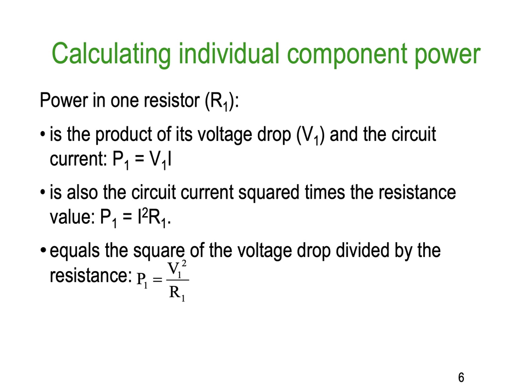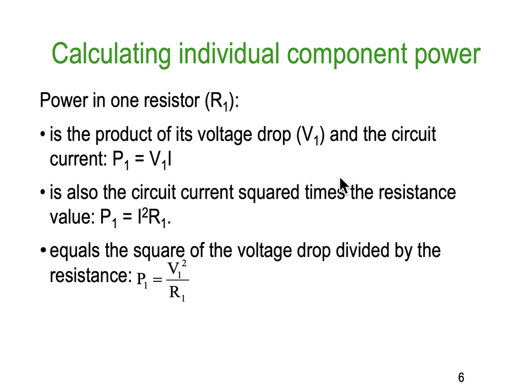So calculating individual component power, power in, say, resistor 1, in the examples that we've been using, is the product of its voltage, V1, and the circuit current. And again, we end up with P1. So this is just the power in one component. So let's say it's resistor 1. So power in resistor 1 is equal to the voltage across resistor 1 multiplied by the current through the series circuit, the current being the same through the whole circuit, of course.